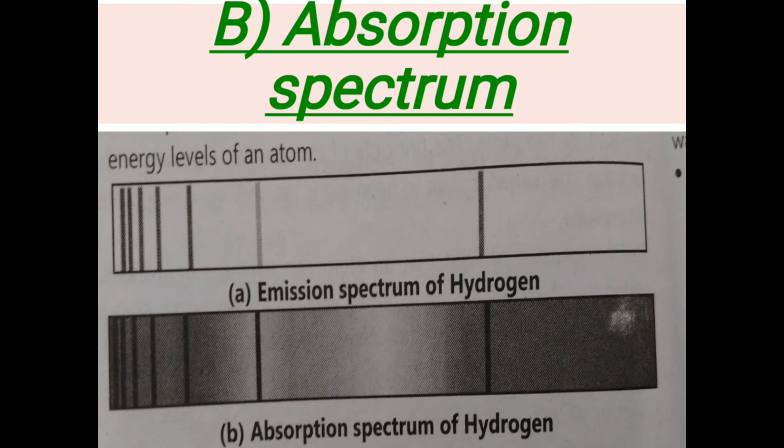Here, in an emission spectrum of a hydrogen atom, only some specific wavelengths of lines are shown, and in the absorption spectrum of a hydrogen atom, some specific missing lines of wavelength of light are shown.